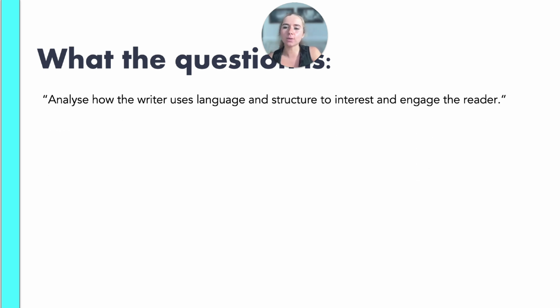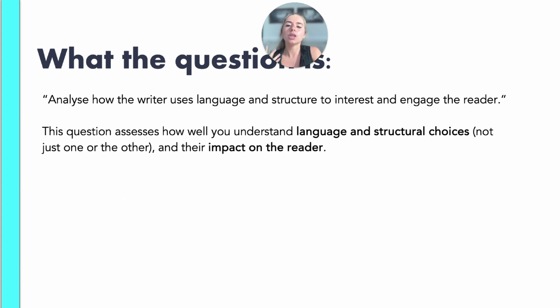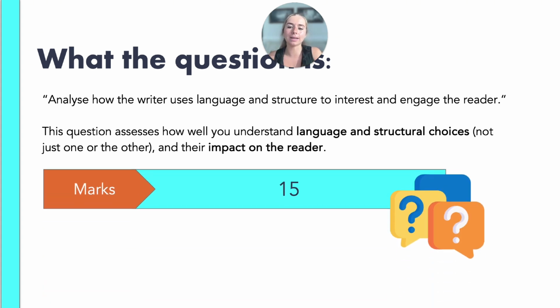So firstly, what is the question? It will be: analyse how the writer uses language and structure to interest and engage the reader. So it's all about language and structure techniques, and we're linking it back to the effect on the reader. The question assesses how you understand language and structural choices, not just one or the other, and their impact on the reader. Quite simply, we've got to know language techniques, we've got to know structure techniques, and we've got to link it back to the effect on the reader.